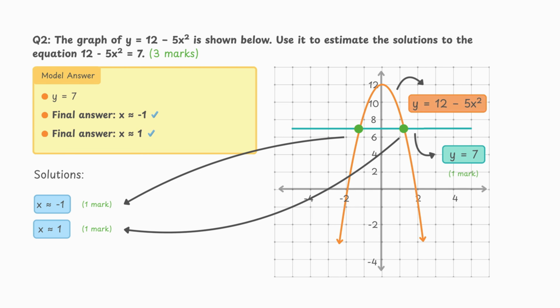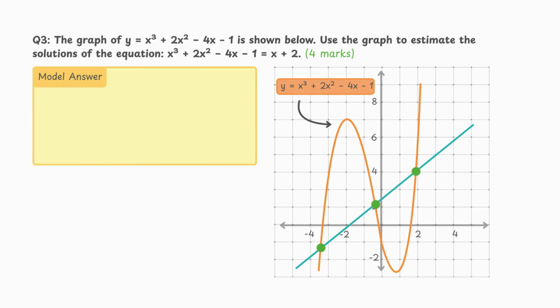Now take a moment to reflect on the method. In the previous question, we looked for where the graph crossed the x-axis. But in this question, we are looking for where the graph reaches a specific y value. So instead of the x-axis, we use a horizontal line at y equals 7. Then we find where that line meets the graph and read off the x values. So always remember this key idea. To solve an equation using a graph, match the equation to a line, find the intersection points, and read the x values carefully.